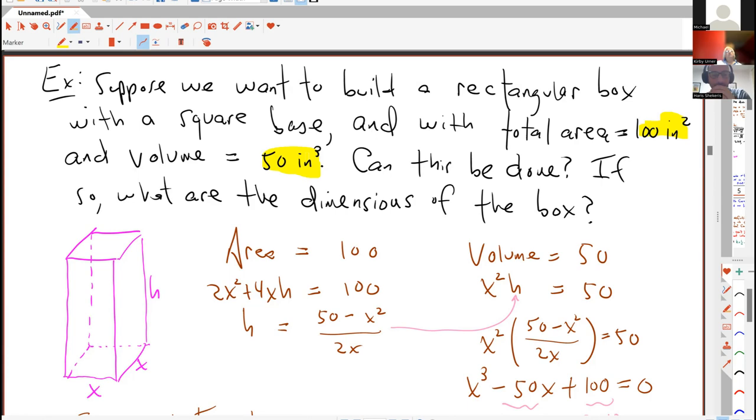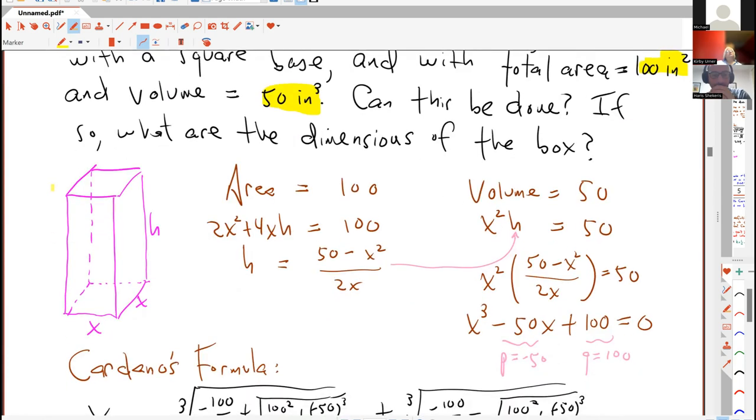So go ahead, and if you say that the base has to be square, then you can call the length of the base, or width of the base, X. There's a certain height. So continuing with this calculation, any questions up to this point? All right.